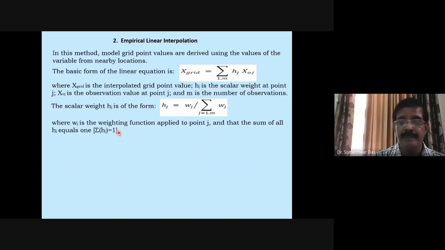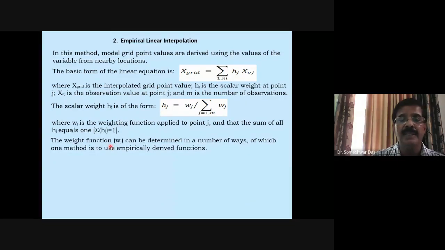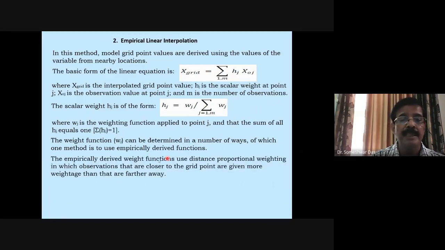Like that, some observations will have a weightage of 80%, some will have say 70%, some 50%, depending on how far the observatory is from the location. So the sum of all the weights will be 1. Okay. The weight function Wj can be determined in a number of ways, of which one method is to use empirically derived functions. The empirically derived weight functions use distance proportional weighting, in which observations that are closer to the grid point are given more weightage than those that are farther away.